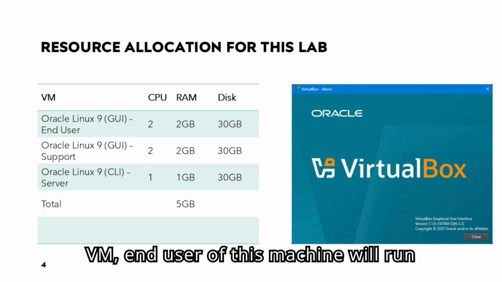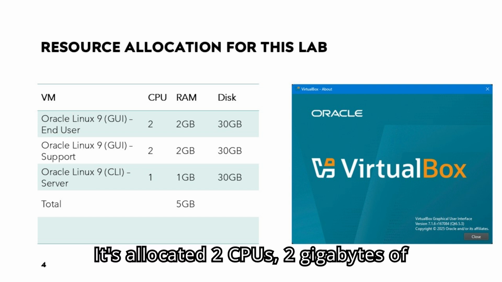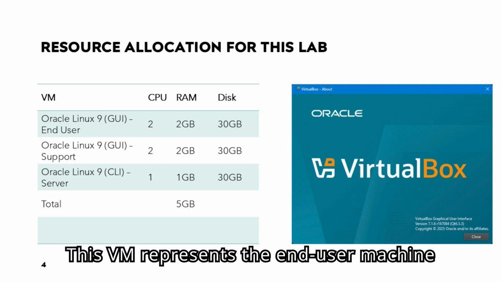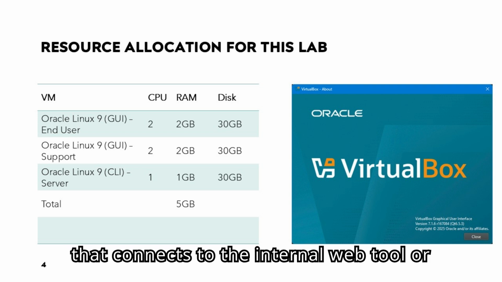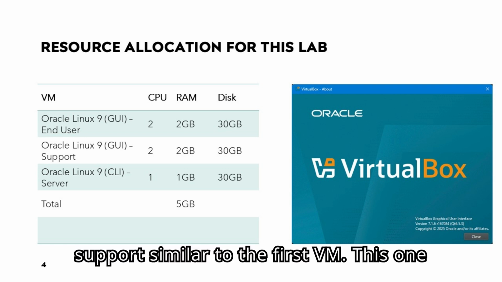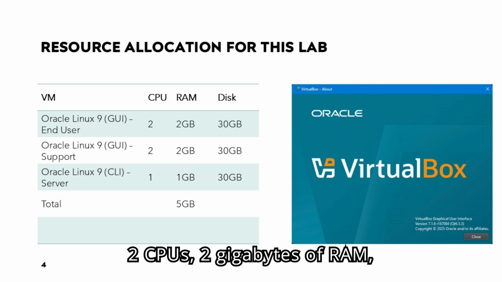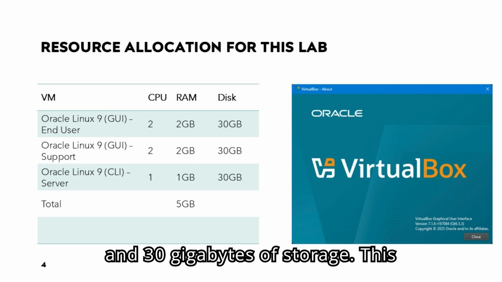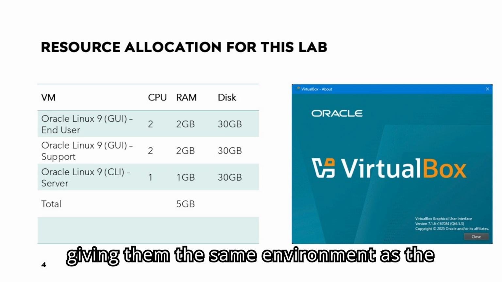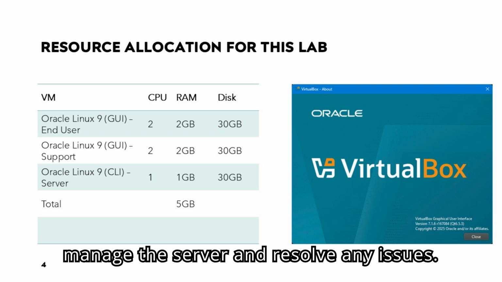First VM, end user. This machine will run Oracle Linux 9 with a GUI. It's allocated 2 CPUs, 2 GB of RAM, and 30 GB of storage. This VM represents the end-user machine that connects to the internal web tool or service. Second VM, support, similar to the first VM. This one also runs Oracle Linux 9 with a GUI, 2 CPUs, 2 GB of RAM, and 30 GB of storage. This VM is intended for the IT support staff, giving them the same environment as the end user but with privileged access to manage the server and resolve any issues.